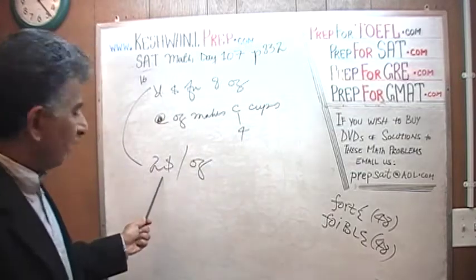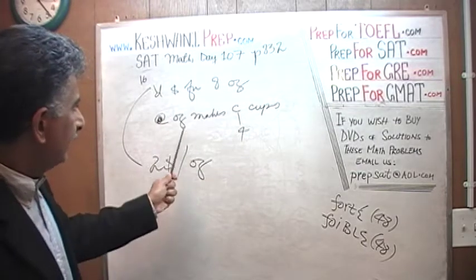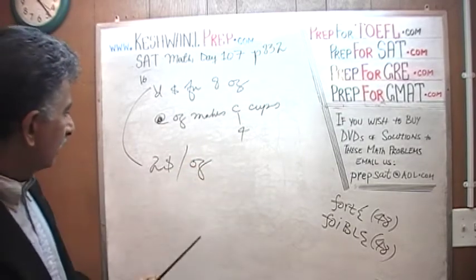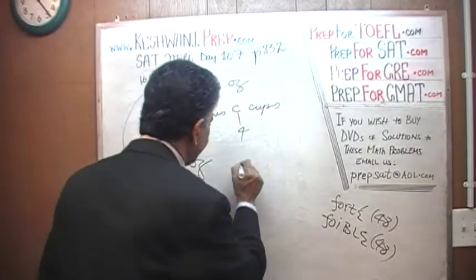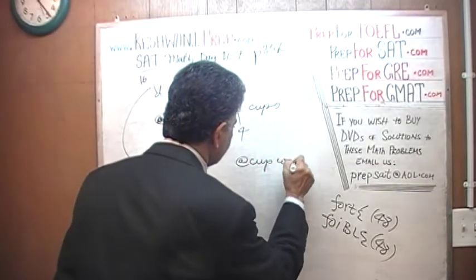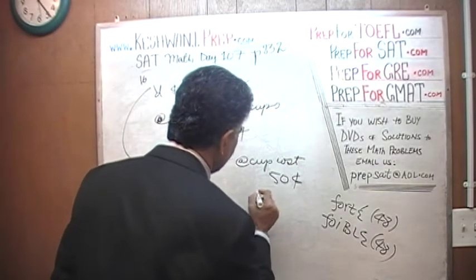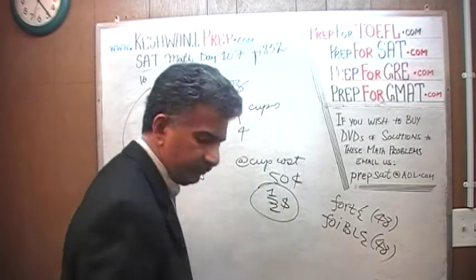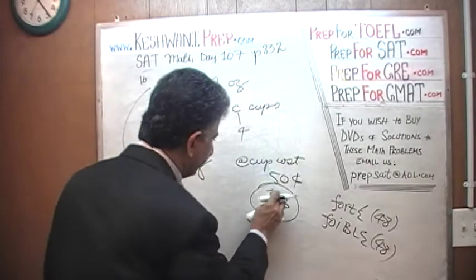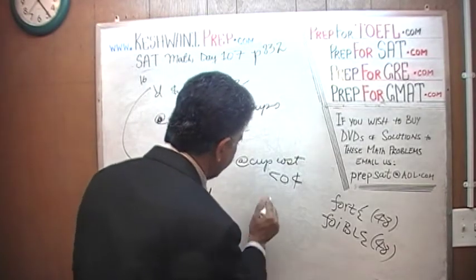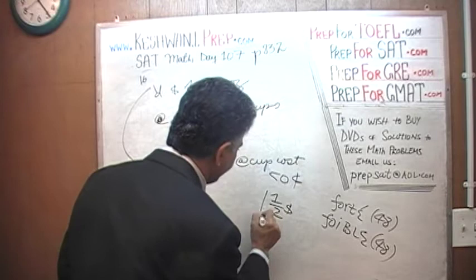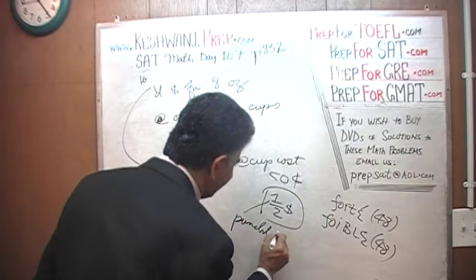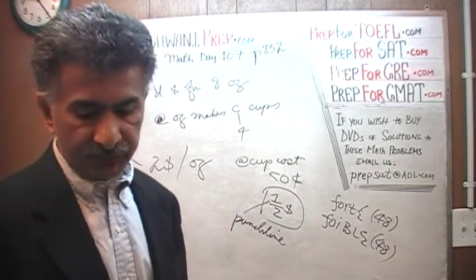So, if you're paying $2 per ounce and each ounce makes 4 cups, which means each cup costs 50 cents. And since we're dealing with dollars, we're looking for $1.50. The answer is $1.50. This is what we call our punchline. This is our answer, our punchline.